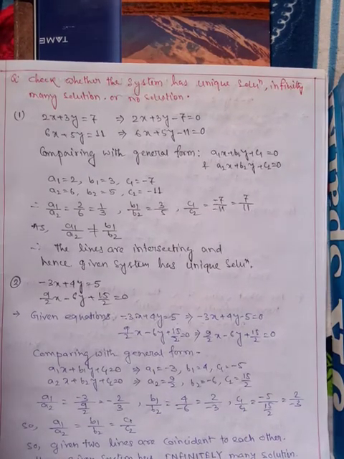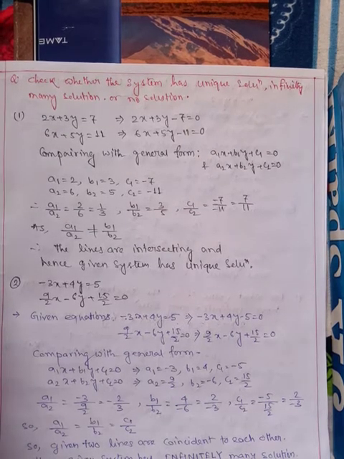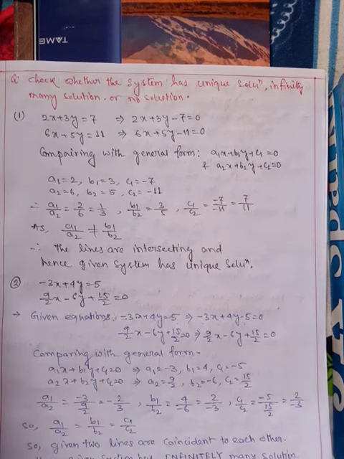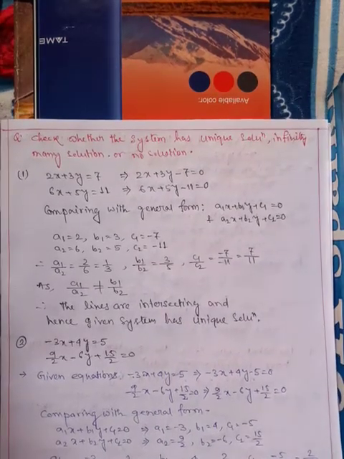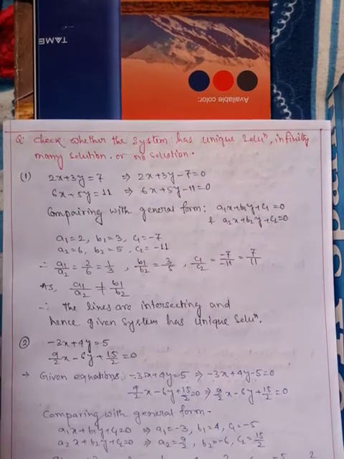Now in a previous video of this chapter we have already discussed the solution of a system of linear equations. That means when the solution is unique, when there are an infinite number of solutions, and when there is no solution. So in this video we are going to discuss some examples so that you can understand better.